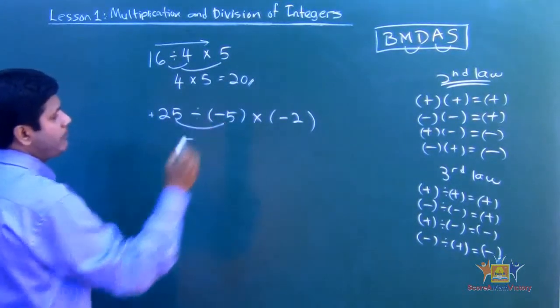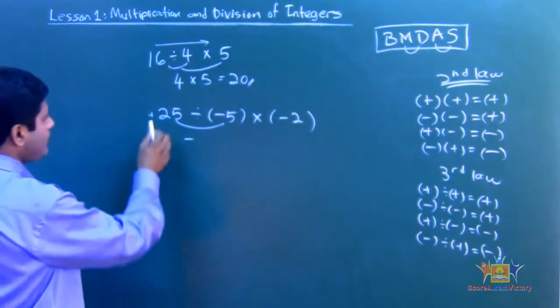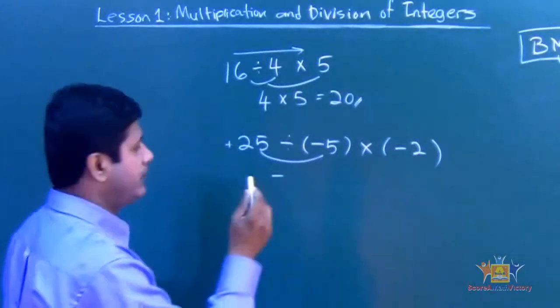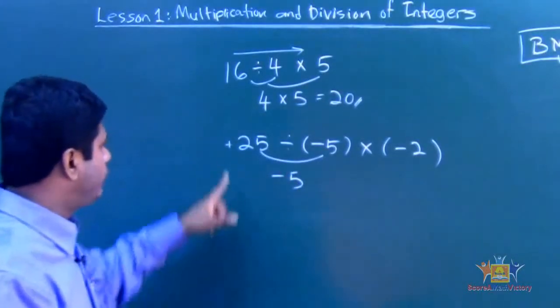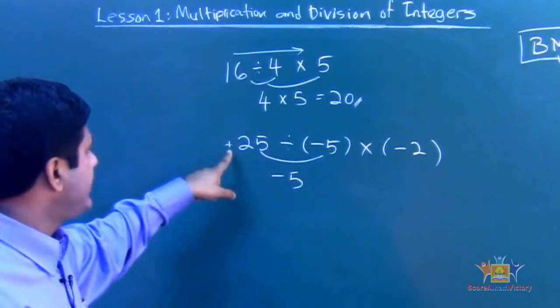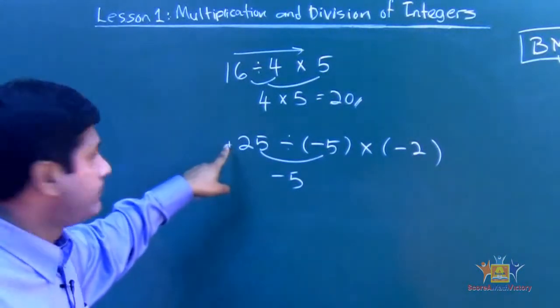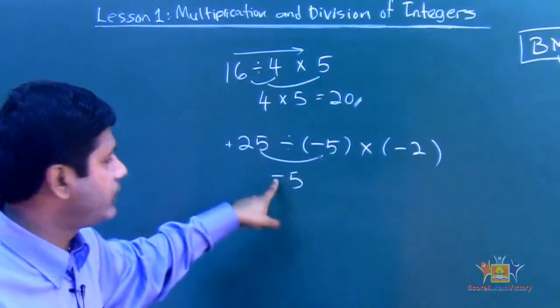So I'm going to use the pairing method, okay? 25 divided by 5 is 5. See that? So first you decide. With dividing, is it going to give me negative or positive? Positive here, negative there. It's going to give me negative.